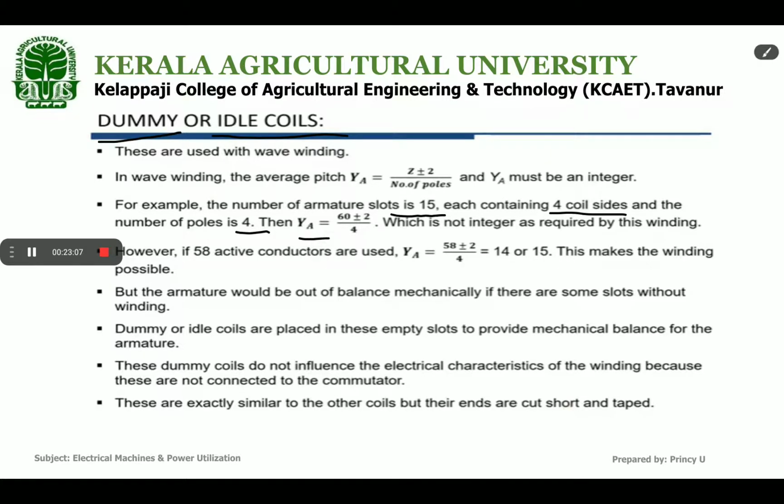Then just calculate Y_A: (60 plus 2) by 4, 62 by 4, it is not an integer, and also (60 minus 2) by 4 is not an integer as required by this winding. So we will not get an integer number, and we cannot wound it correctly.